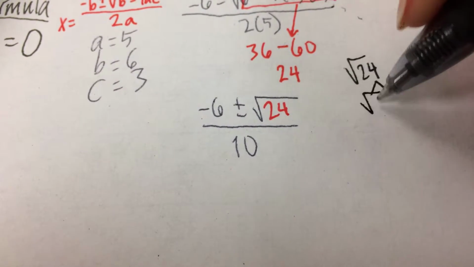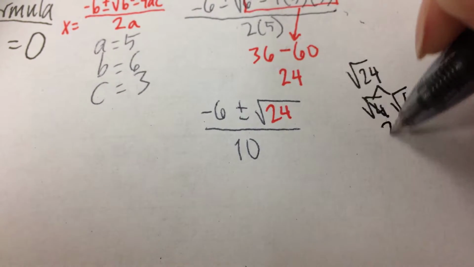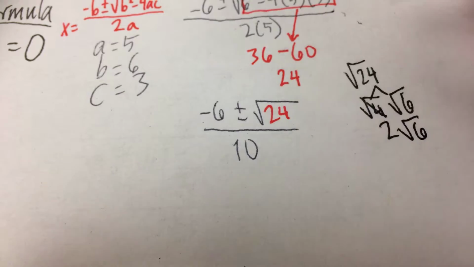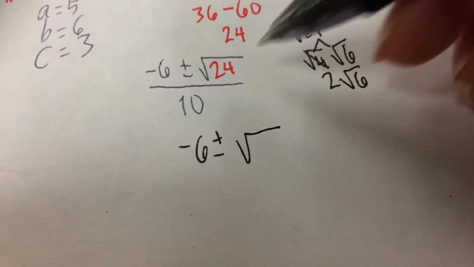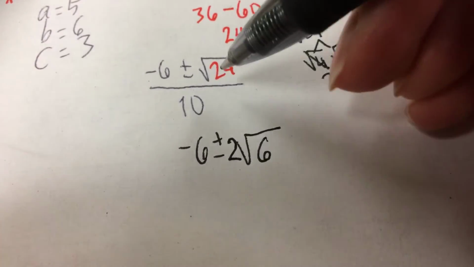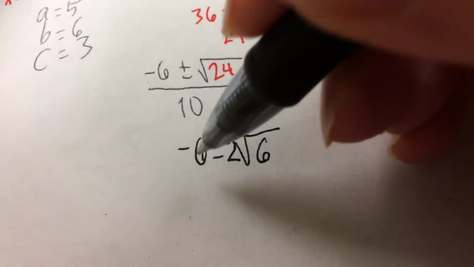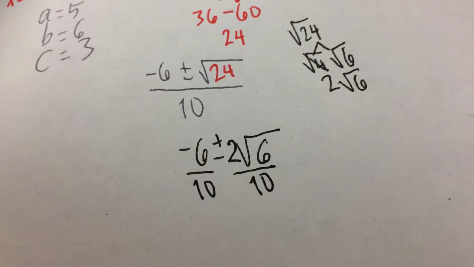So we know 24 is 4 times 6, so we can break it into square root 4, square root 6. Square root of 4 is just 2, so it comes out to be 2 square root 6. So now what we have is negative 6 plus or minus, instead of square root 24, we're going to have 2 square root 6. And then that's all over 10, but let's break them up and put them separately over 10 so we can see what we got.